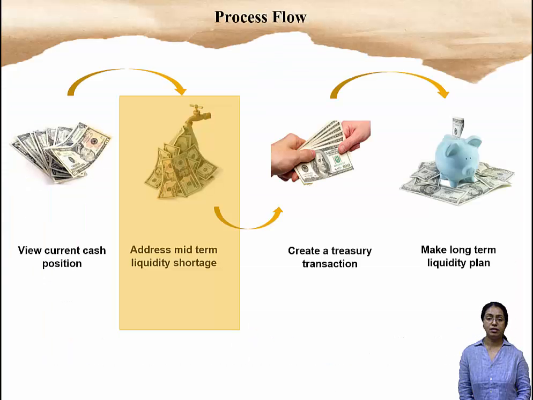Thereafter, you might figure out that there is a deficit for a specific currency and you might decide on a specific transaction. For example, you might need to borrow some money, or if there is a surplus, you might want to invest the additional amount. Next, we look at how you can address the midterm liquidity shortage based on the information that would be available to you from the system.